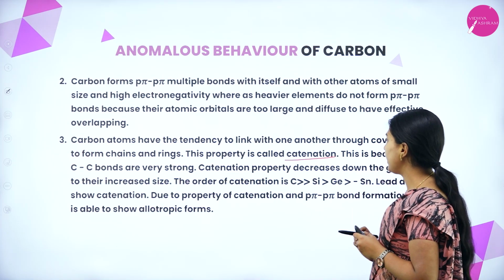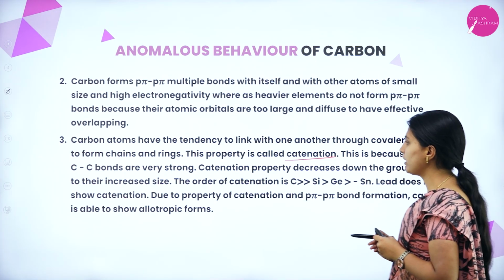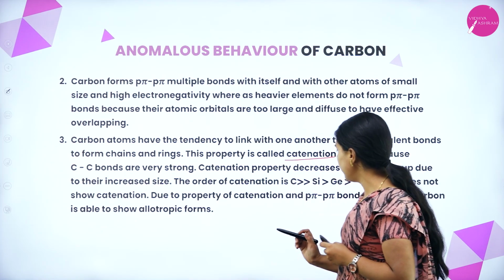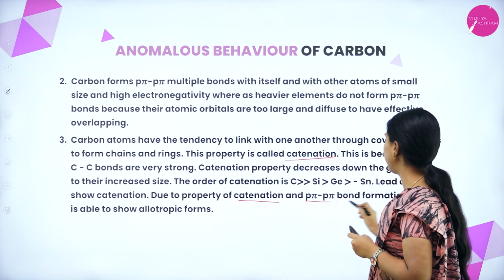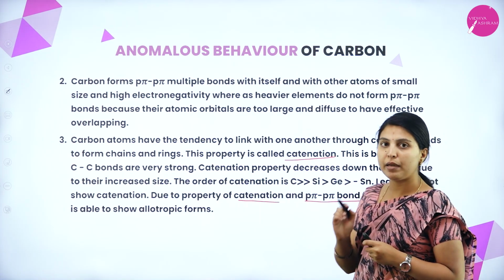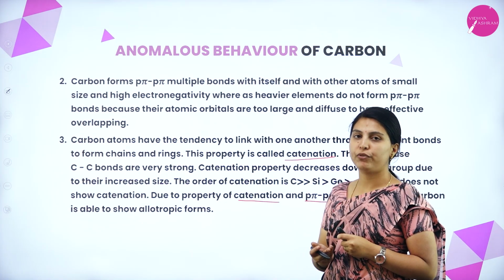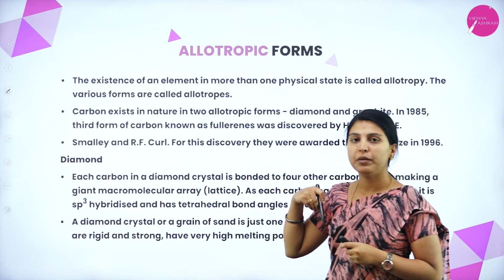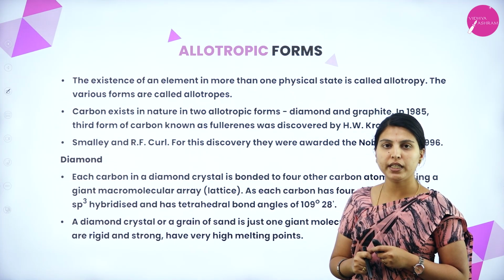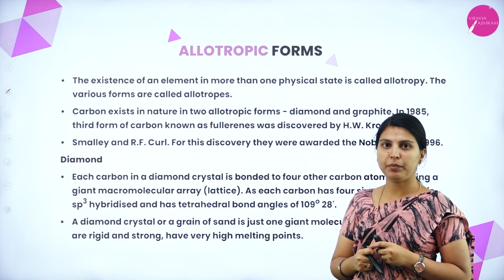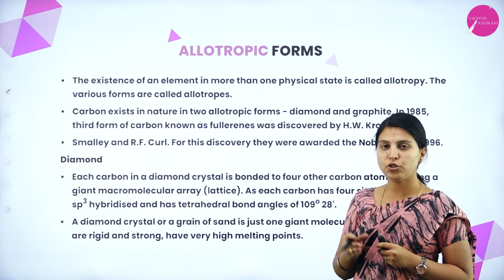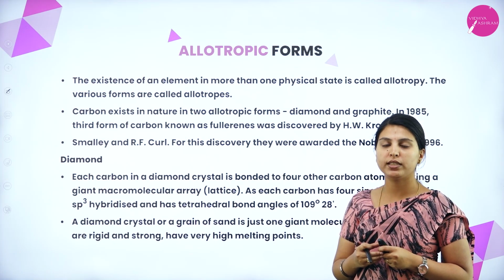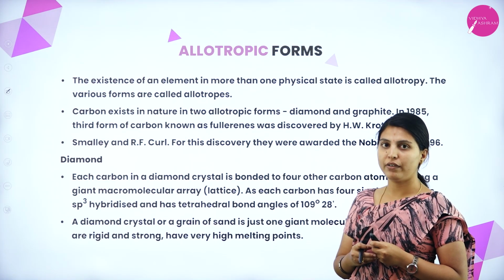Due to the property of catenation and p-pi bond formation, carbon is able to show allotropic forms. Why will it form them? Because of the catenation property and because of p-pi multiple bonds with effective overlapping. By these two properties, carbon exhibits the allotropic forms like diamond, fullerenes and graphite. So how are those exhibited?